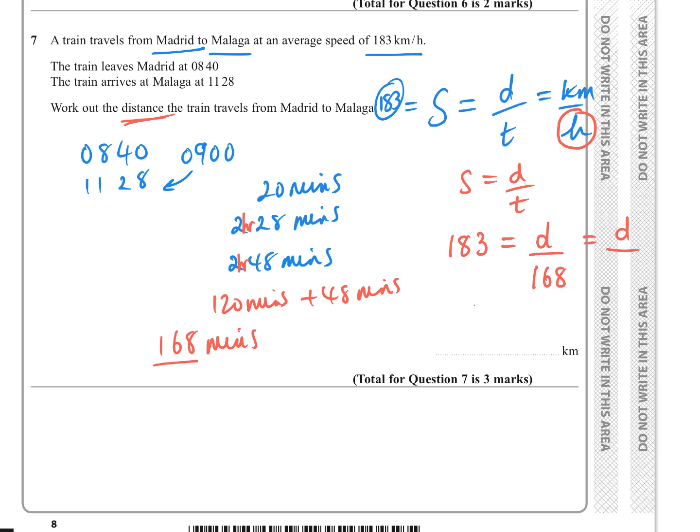So 168 minutes, well, how do we convert that into hours? We'll divide it by 60, because there are 60 minutes in an hour. So 168 divided by 60, and that gives us 2.8.